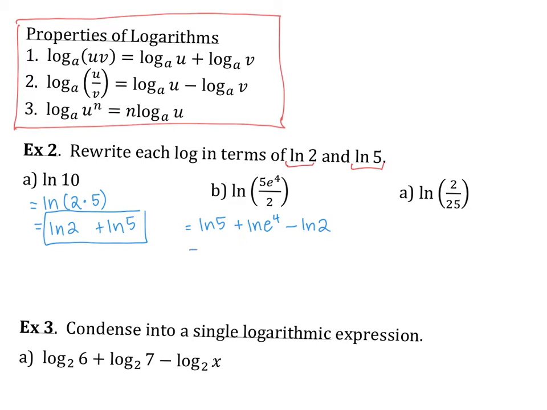Okay, now what is ln of e to the 4th? Well, ln and the e kind of cancel out, so this just turns into 4. Okay, this is a good final answer. The only logs in my answer are ln 2 and ln 5, and then I have the constant of 4, which is perfectly fine.